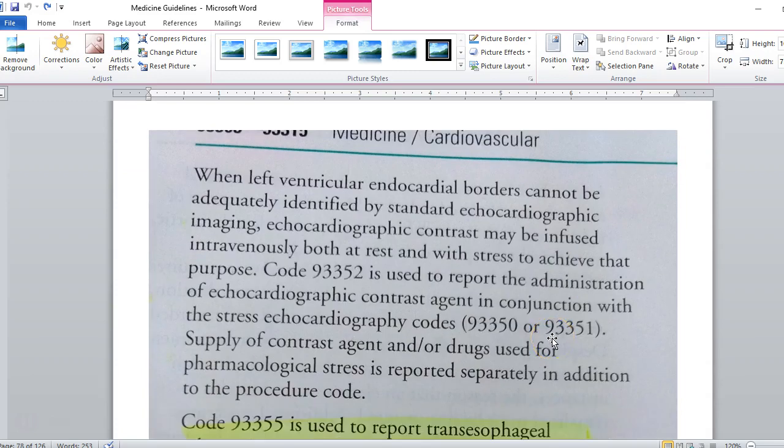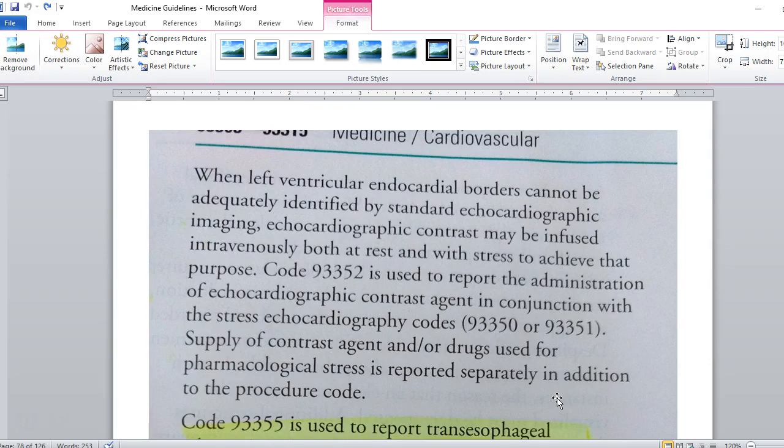Now it goes on to describe, so this again is now on page 638. Again, sometimes we might not be able to see certain things. So when a left ventricular endocardial border cannot be adequately identified by standard echocardiographic imaging, echocardiographic contrast may be infused intravenously both at rest and with stress to achieve that purpose. Code 93352 is used to report the administration of echocardiographic contrast agent in conjunction with the stress echocardiography codes, which are 93350 and 93351. Supply of the contrast agent or drugs used for pharmacological stress is reported separately in addition to the procedure code.